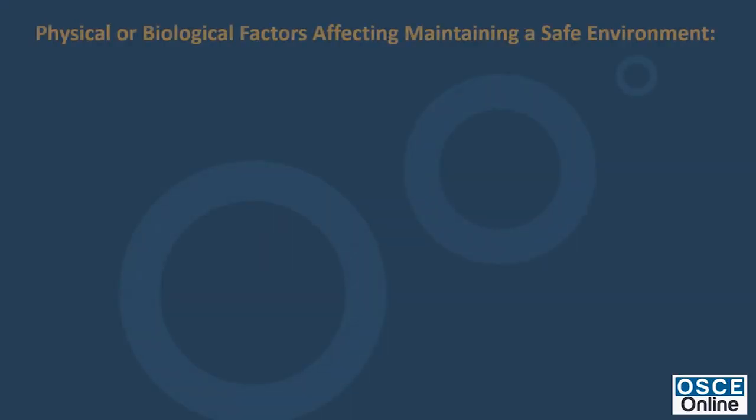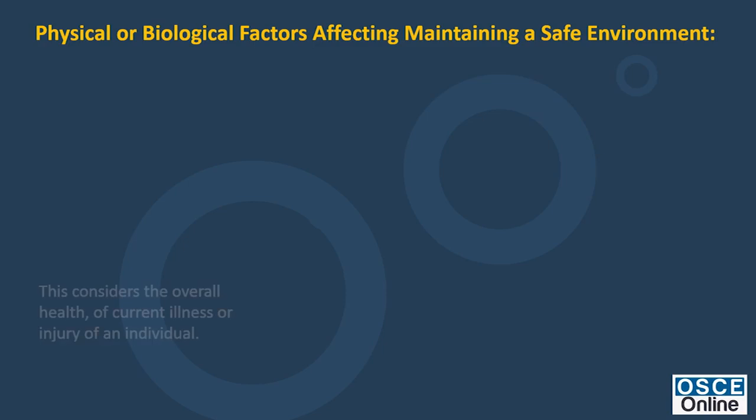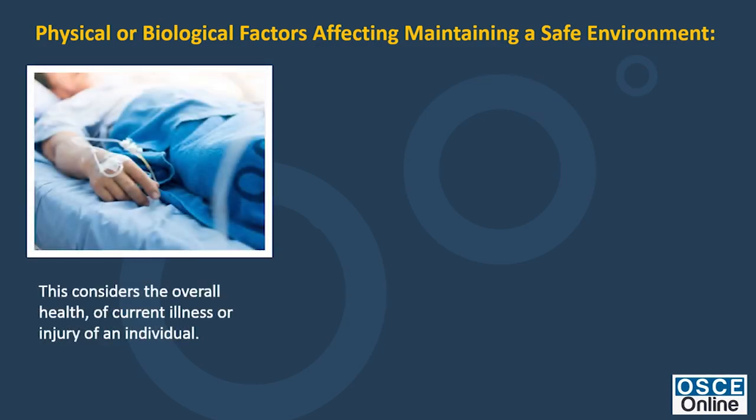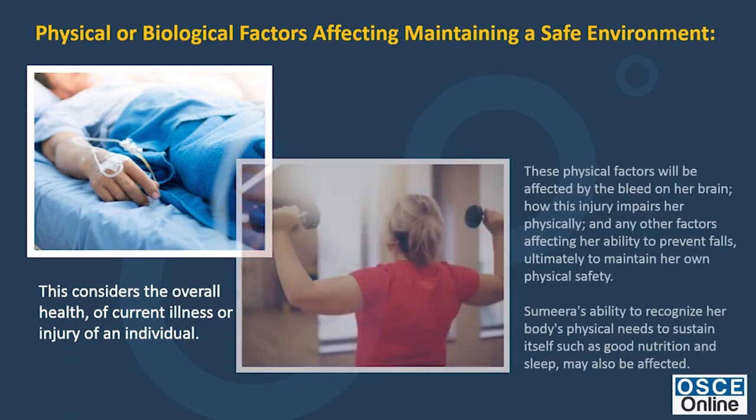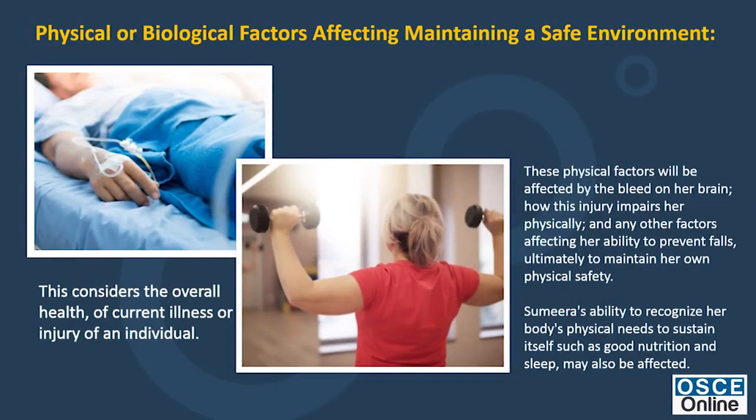Physical or biological factors affecting maintaining a safe environment. This considers the overall health of current illness or injury of an individual. These physical factors will be affected by the bleed on her brain, how this injury impairs her physically, and any other factors affecting her ability to prevent falls, ultimately to maintain her own physical safety. Sumira's ability to recognize her body's physical needs to sustain itself, such as good nutrition and sleep, may also be affected.